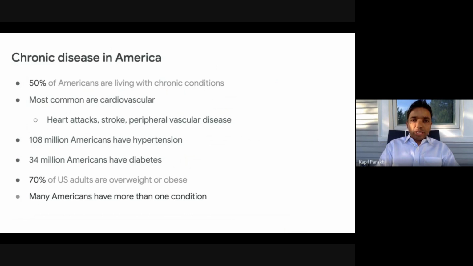108 million Americans have hypertension. 34 million Americans have diabetes. That's a lot of people. Some people would classify obesity as a type of chronic illness, and 70% of US adults are overweight or obese. And unfortunately, many Americans have more than one condition, as a lot of these are interrelated and linked.